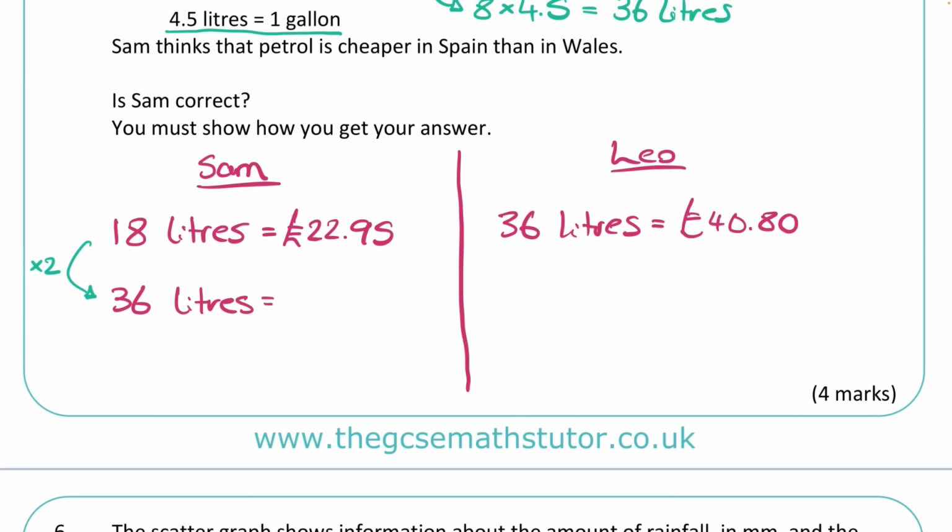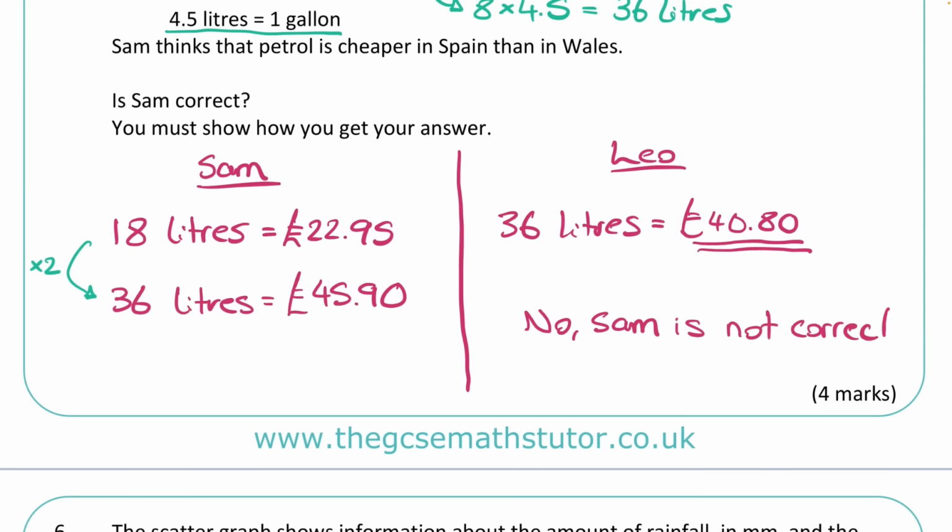£22.95 times 2 comes out as £45.90. Now there are other ways to do that. We're going to first write an answer here because this was the nicest, quickest way to do it. But you can see here that Leo's 36 litres costs less than Sam's 36 litres. So Sam thought it was cheaper in Spain. Actually, no. We have, is Sam correct? No, Sam is not correct. And it's backed up with nice clear working out. I've even highlighted the smaller figure there. And we have Leo's is cheaper. So no, Sam is not correct.